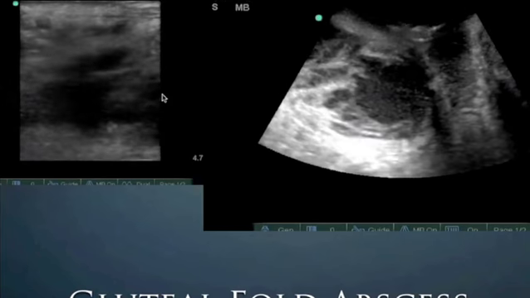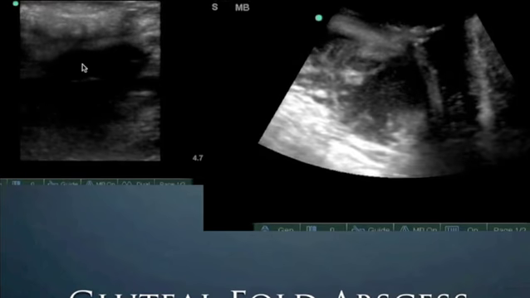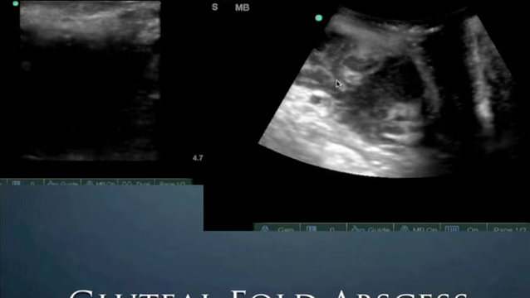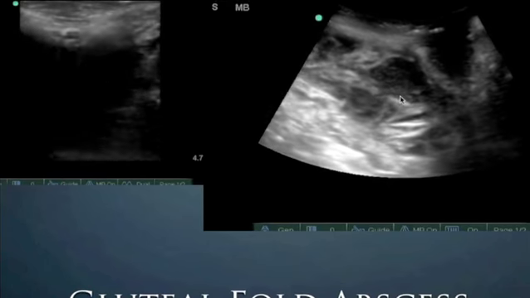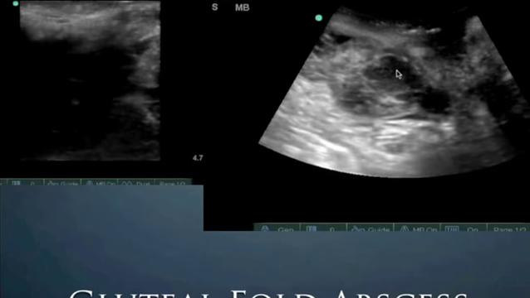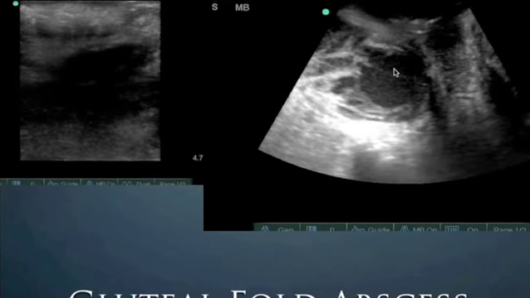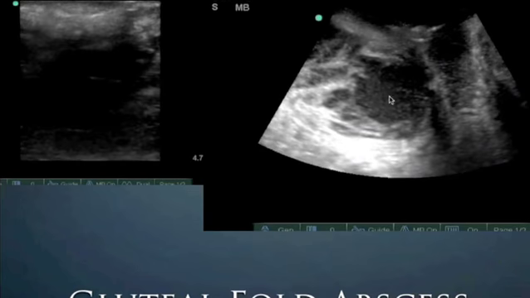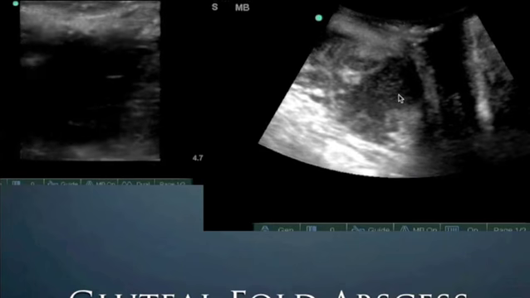Here's another example of a gluteal fold abscess. In this case, the linear probe really wasn't doing us any help, so we switched over and used the C60, or the curved transducer here. And on this patient, we can make out this very prominent hypoechoic debris just in their superior gluteal fold. And this, believe it or not, was not at all palpated on the physical exam.